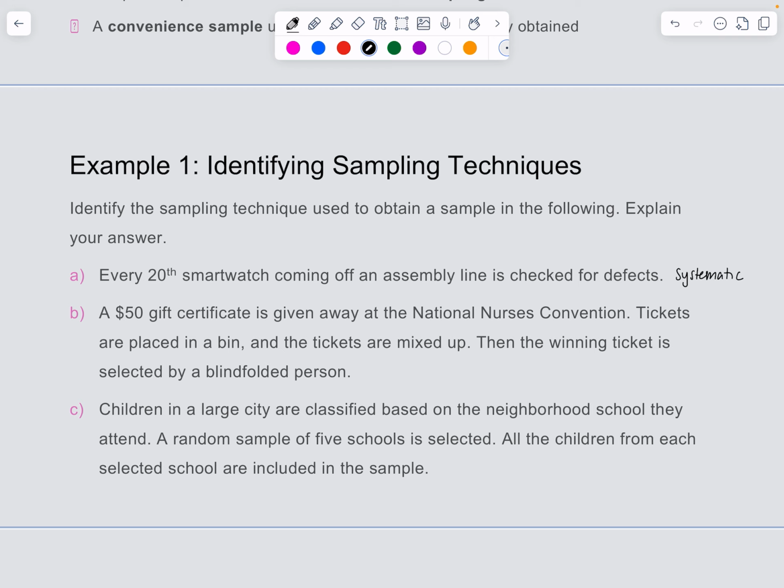A $50 gift certificate is given away at the National Nurses Convention. Tickets are placed in a bin, and the tickets are mixed up, and then the winning ticket is selected by a blindfolded person. So with this one, every ticket is thrown in a bin and one is chosen, so every ticket has an equal chance of being chosen. This one would fall under random sample.